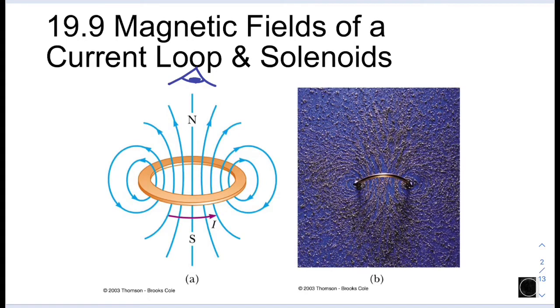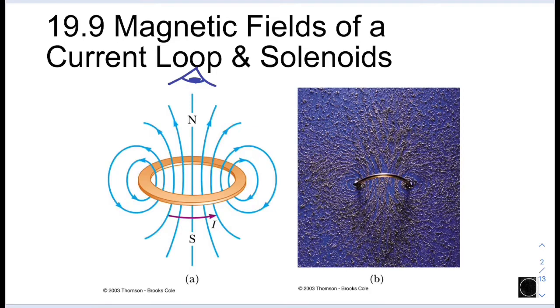Is there any B at the outer part of the loop? Yes, there is B, this one and this one, but it's not that strong, it's weak, so it's not effective. The one that we're going to focus on is at the center of the loop, because this one is concentrated, very strong and effective to us. So by using Grab's rule, place your thumb along the direction of the I, grab the conductor. You will see that at the center of the loop, from this point of view, the direction of the B is out of the center of the loop.